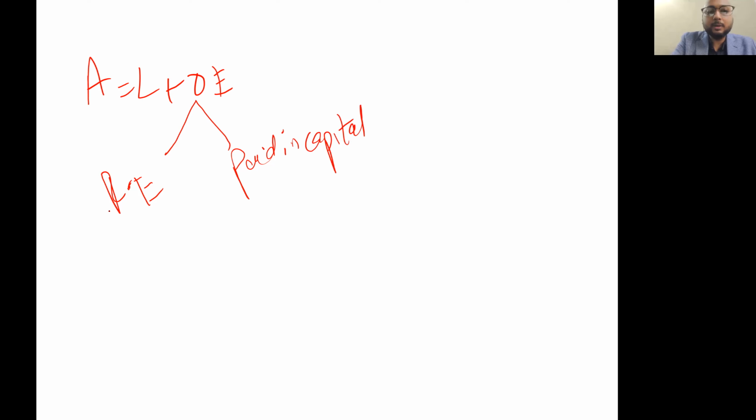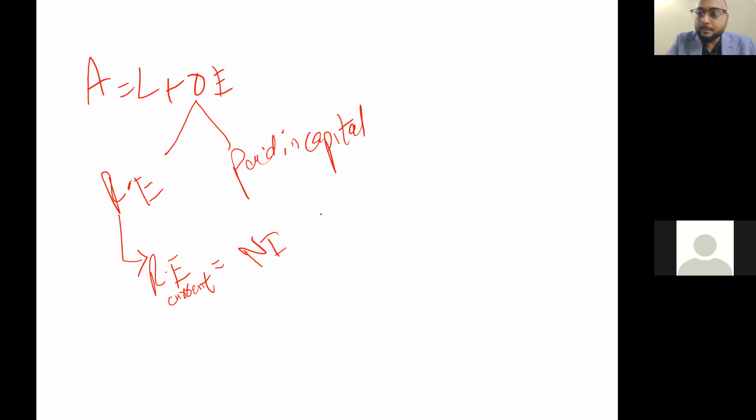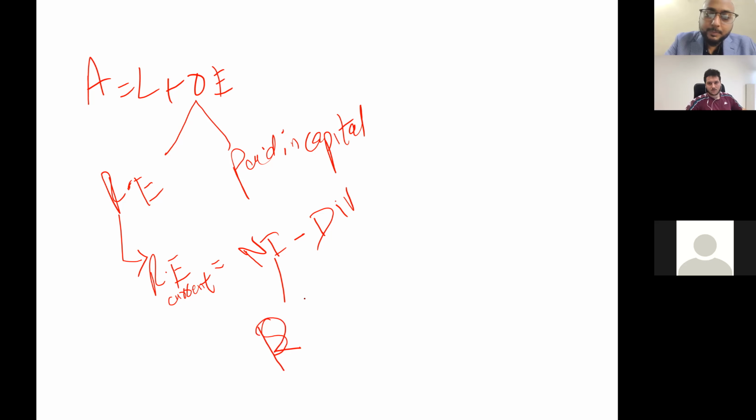Then we talk about how we find out the retained earning for the current period. So retained earning for this year or current period is net income minus dividend. And how do we find out the net income? Revenue or sales minus all expenses, right?